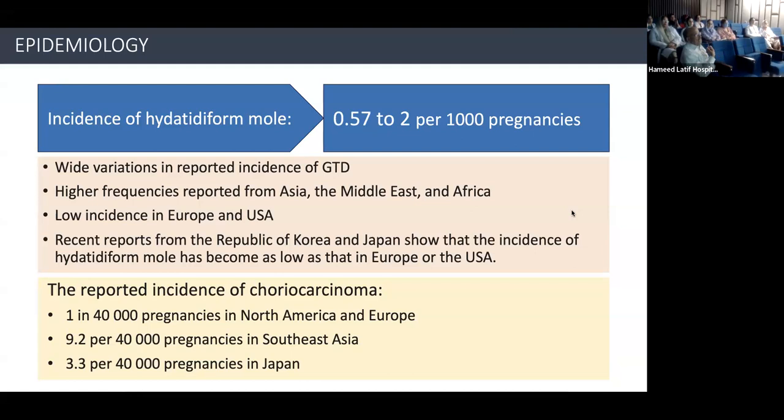But now it is considered that we do not really know what predisposes people to this, but that may be the genetic makeup. But now we find that it presents with a higher frequency in women from Asia, Middle East, and Africa, whereas in Europe and USA, the incidence is low. It may be racial, it may be something to do with diet or environment or whatever. But in Korea and Japan, recent reports show that the incidence of molar pregnancy has come down to as much as it is in Europe and USA. Similarly, the incidence of choriocarcinoma is less in North America and Europe, more common in Southeast Asia and in Japan, or maybe probably South Korea. It will be comparative between the two.